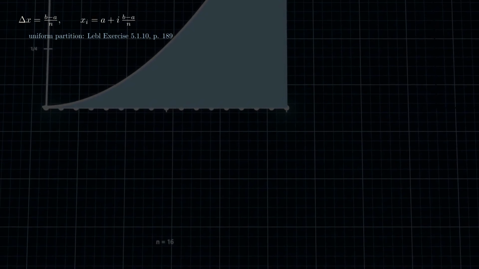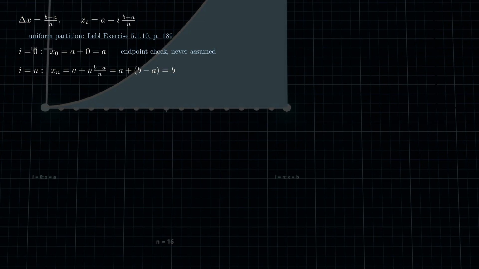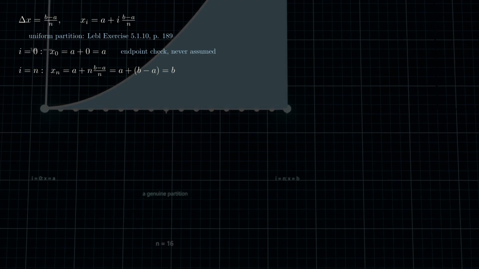Check the ends, because we never take them on trust. At i equals 0, the point is a plus 0, which is a. At i equals n, it is a plus n times b minus a over n. The n cancels, leaving a plus b minus a, which is b, a genuine partition.